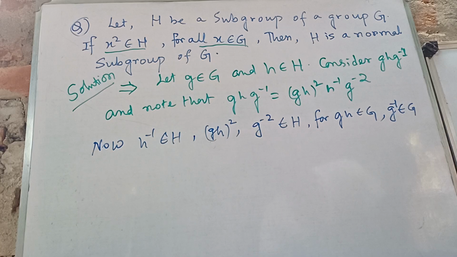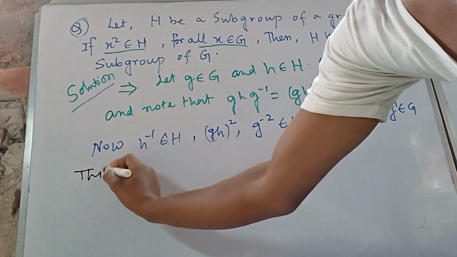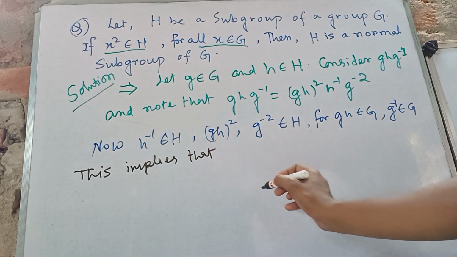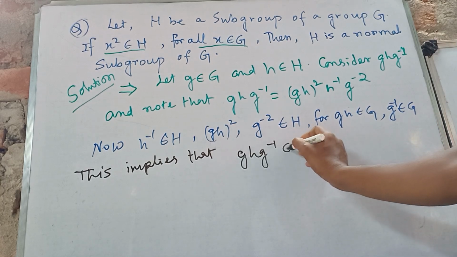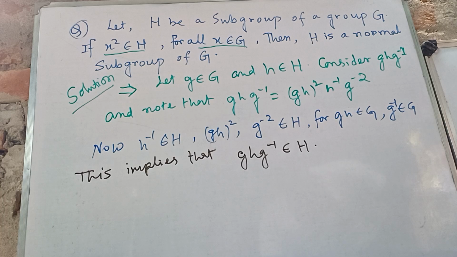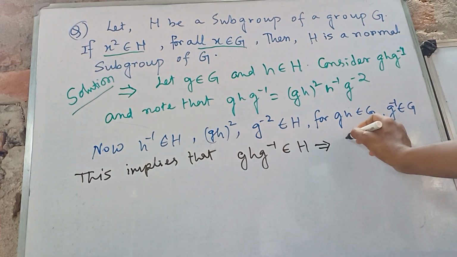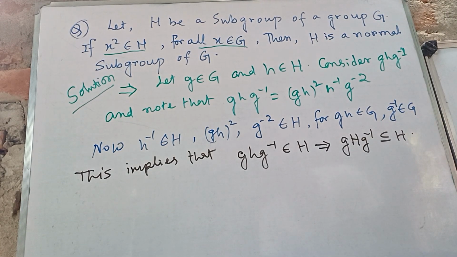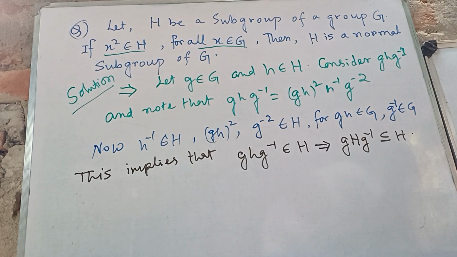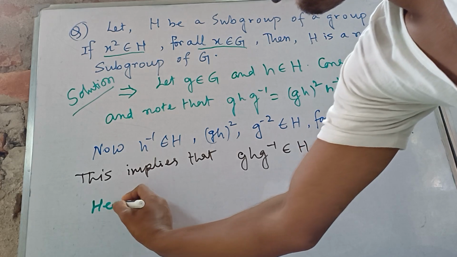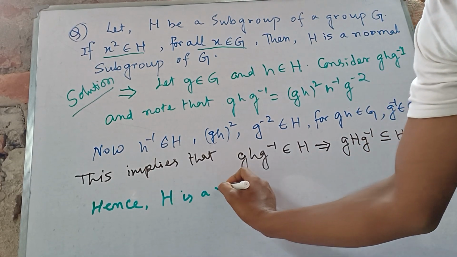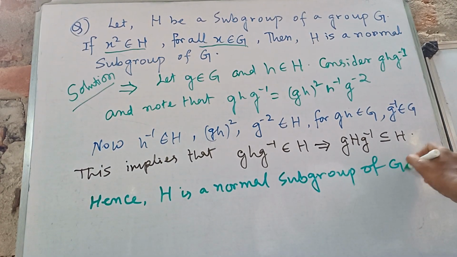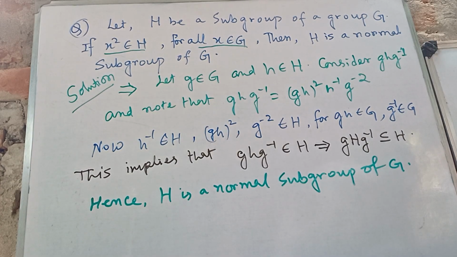Now what we see is that this implies g inverse belongs to H. Then this implies that g H g inverse is a subset of H. Then what we obtain here is, hence H is a normal subgroup of G. Not a problem at all. We obtain this one easily.